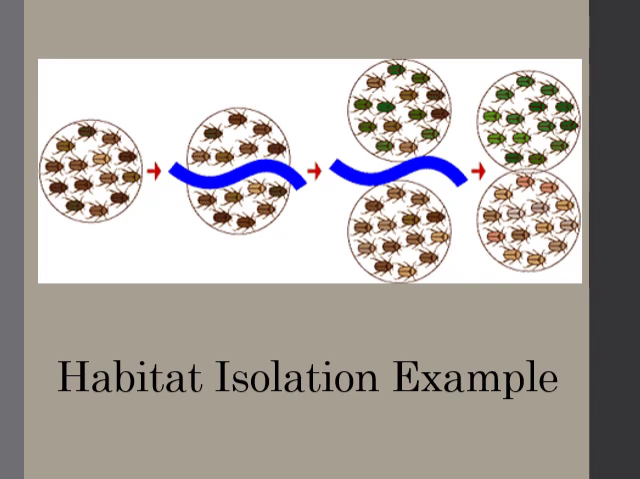If you were to take a group of beetles, split that group of beetles, you'd start seeing isolation. This is, again, allopatry. They aren't able to mate because they can't cross that river.